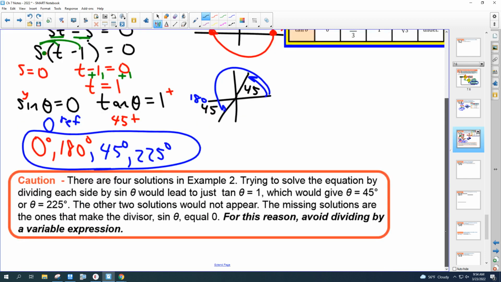And that's exactly what this warning down here says. It says there are 4 solutions in this problem. Trying to solve the equation by dividing each side by sine theta would lead to just tangent theta equals 1, and that's going to take away some of my answers, all right?